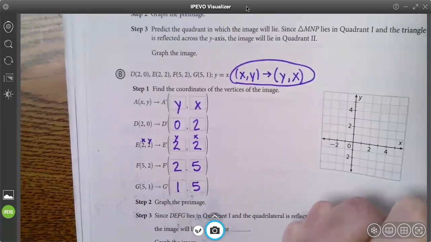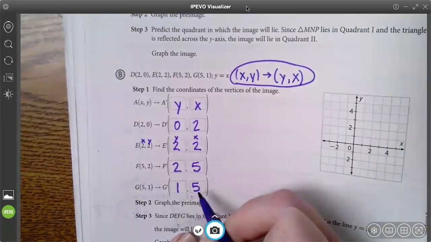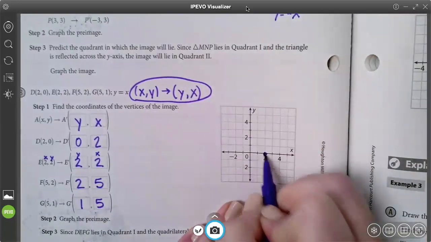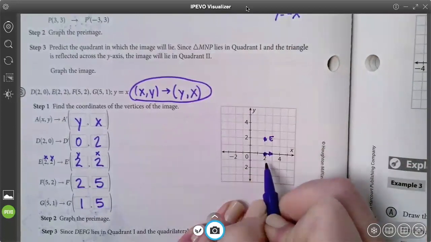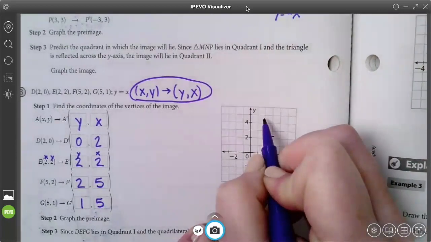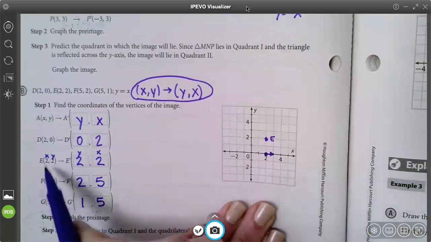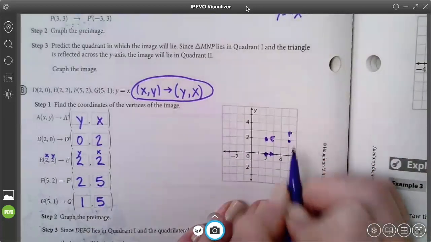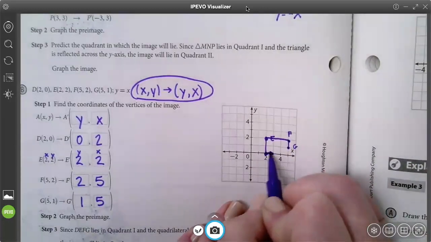So to graph the reflection, you don't necessarily need to draw the line because you already have your coordinates. So that's kind of nice. D is at (2, 0). E is at (2, 2). F is at (2, 5). Oh, I did D wrong. D is at (0, 2). Oh, no, I looked right here. So I'm sorry, F is at (5, 2). That's what I was doing. And then G is at (5, 1). Okay.